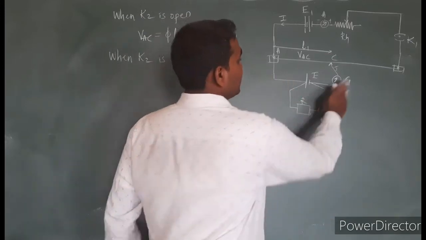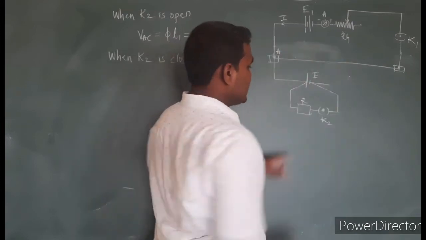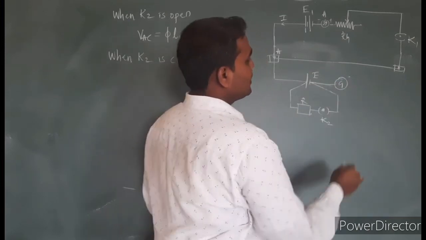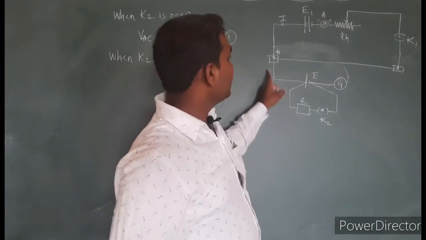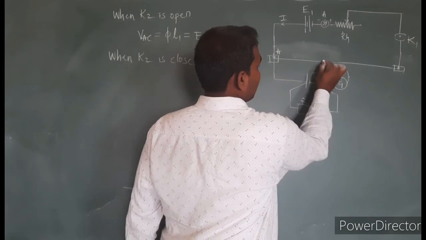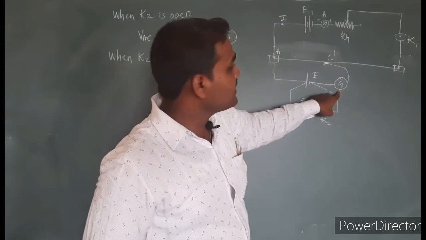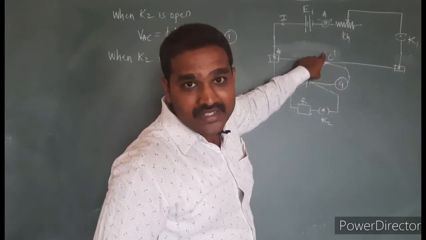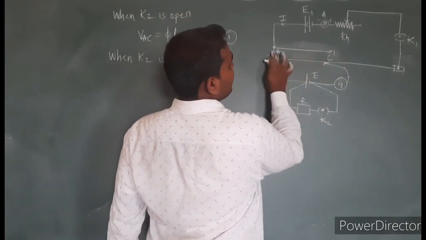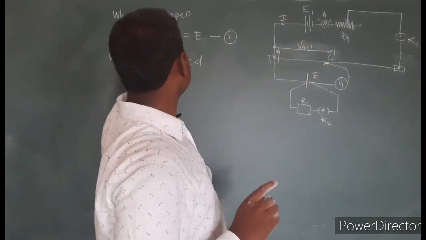Again, when the K2 is closed, I will place the jockey on this metal wire such that the galvanometer deflection is equal to 0. I will slide the jockey on this metal wire. Let us consider the galvanometer deflection is 0 when the jockey is placed at point C dash. Now the potential drop for this length AC dash, that I call VAC dash, will not be equal to VAC.